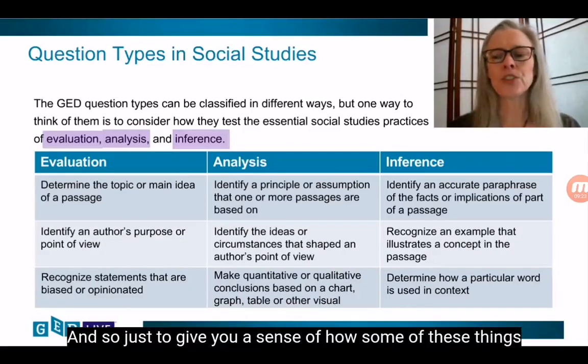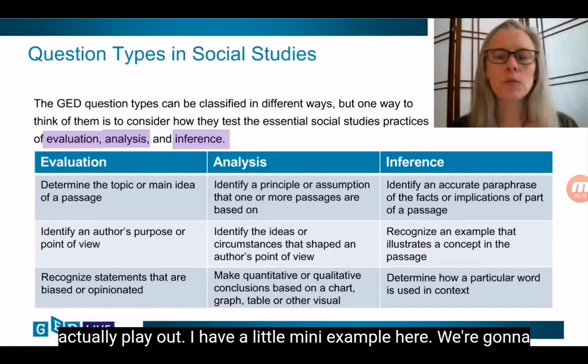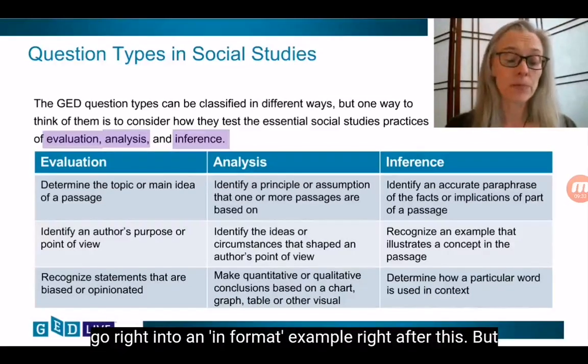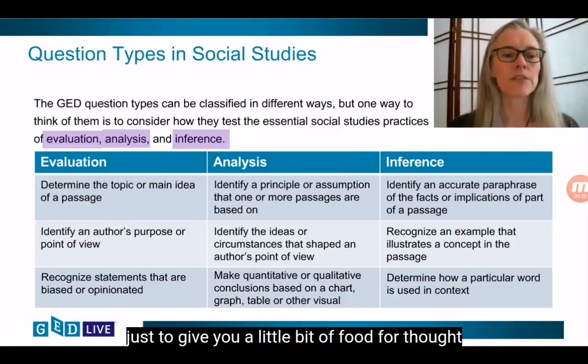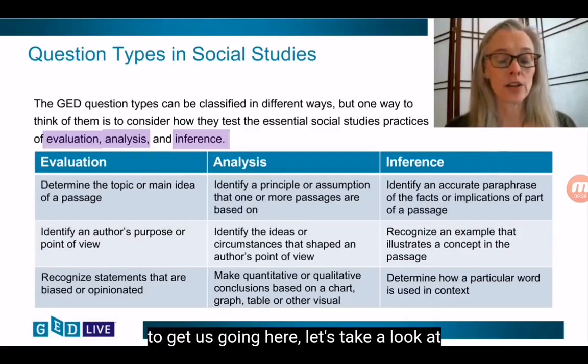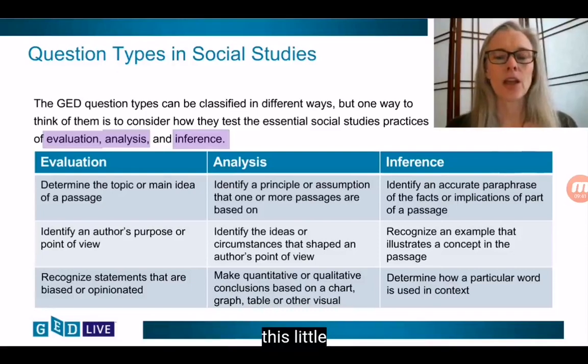And so just to give you a sense of how some of these things actually play out, I have a little mini example here. We're going to go right into an in-format example right after this, but just to give you a little bit of food for thought to get us going here, let's take a look at this little mini passage.